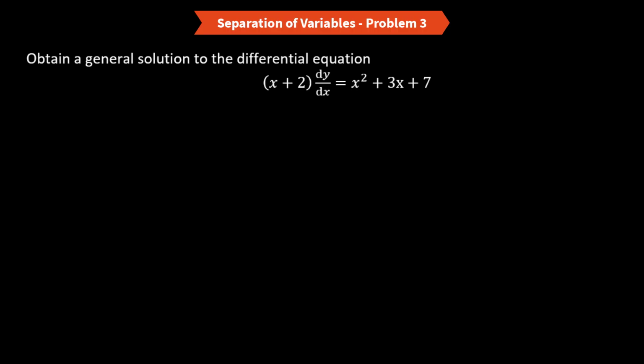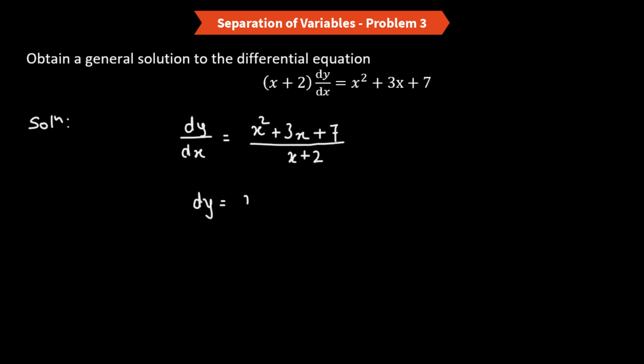Problem number 3. We have the differential equation x plus 2 times derivative of y with respect to x equals x squared plus 3x plus 7, or simply dy over dx is equal to x squared plus 3x plus 7 divided by x plus 2. Separating the differentials gives us dy is equal to x squared plus 3x plus 7 over x plus 2 multiplied by dx.